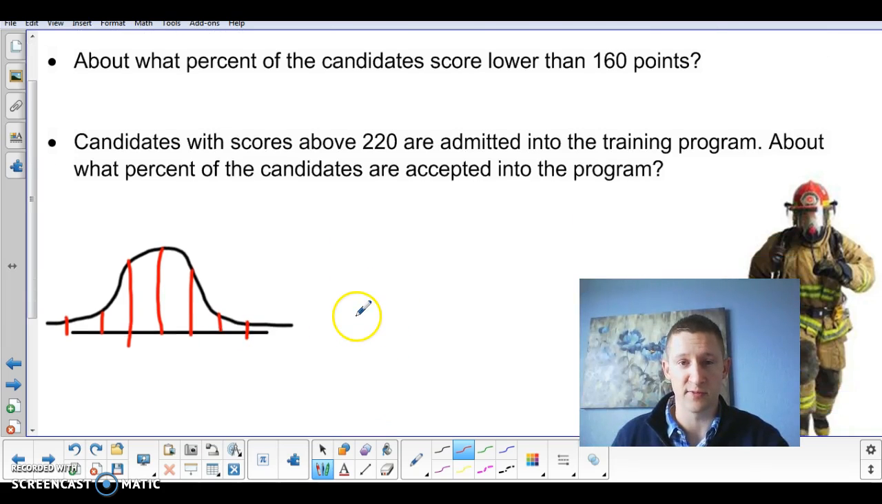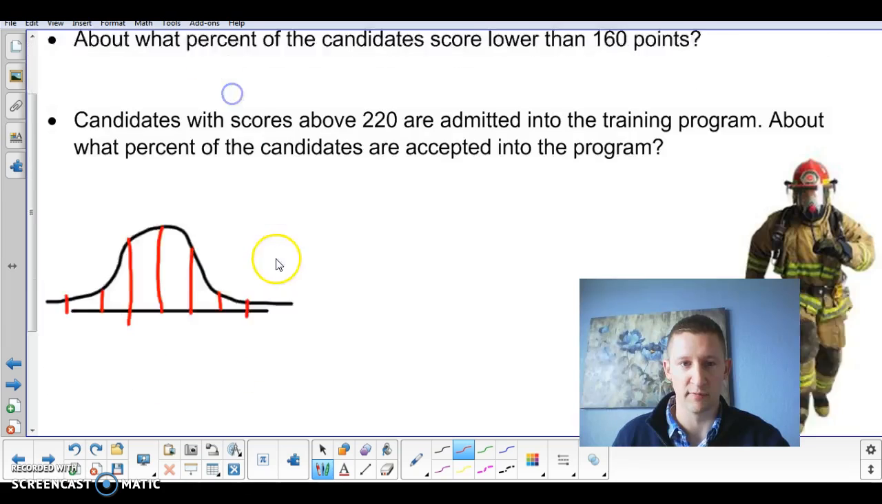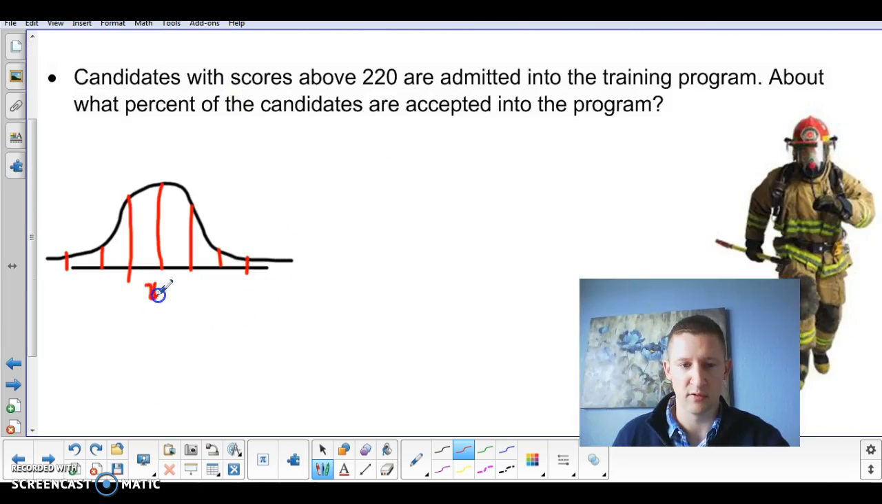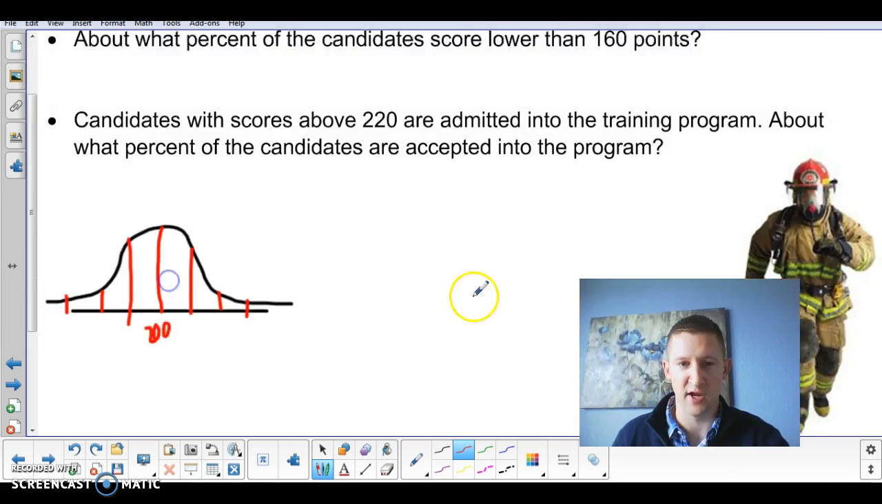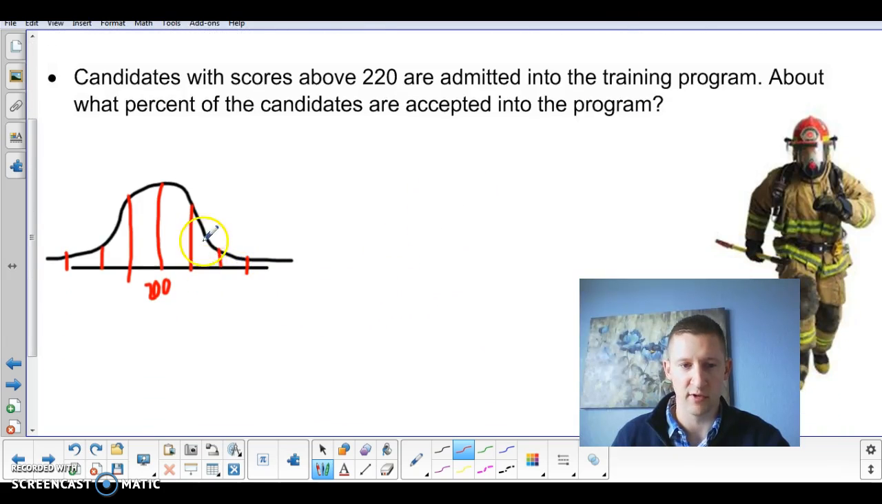I'm going to label each of these spots. The mean is 200, so I'll put 200 in the middle. And the standard deviation is 20 points, so each one of these marks is going to be 20 points in one direction or the other. So I have 220 is one to the right, 240 is 2 to the right, and 260 would be 3 to the right. Same thing going to the left. I've got 180, which is 1 to the left, 160 is 2 to the left, and 140 would be 3 to the left.